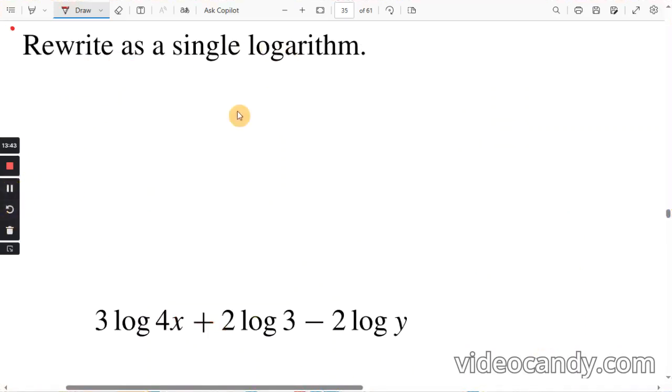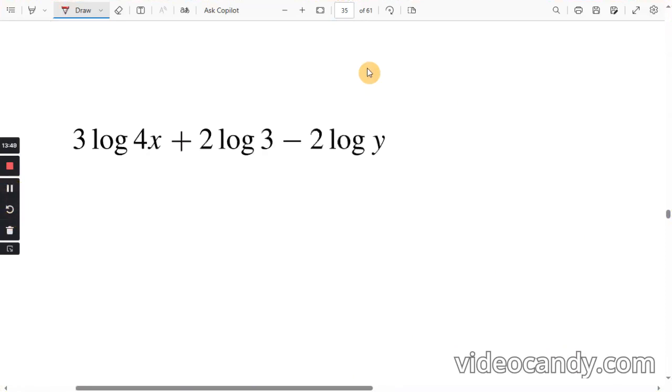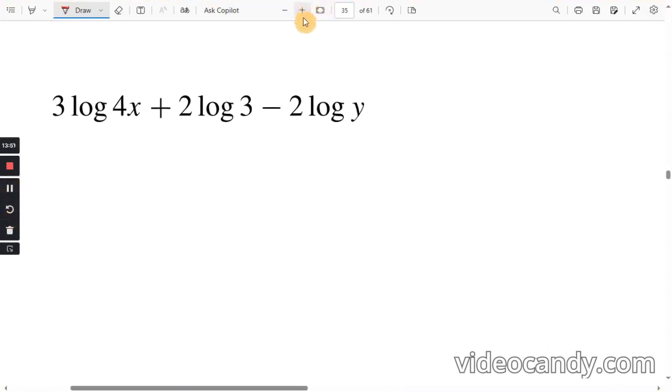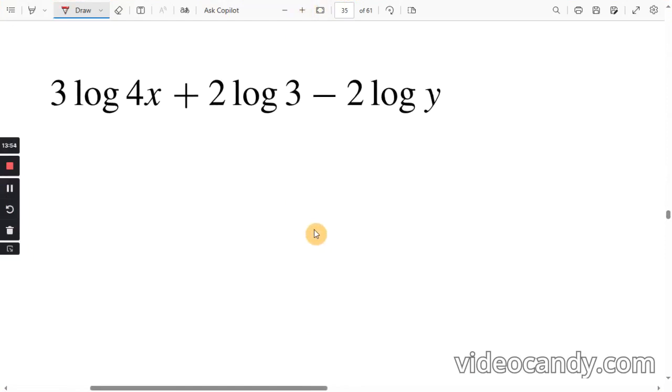All right, here we want to rewrite this as a single logarithm. So let's see. We're going to have to combine all the rules. And generally, when you rewrite as a single logarithm, you want to do the power rule first. Okay, so we can see the argument on all of these logs. The argument on this log is 4x. The argument on this log is a 3. And the argument on this log is a y.